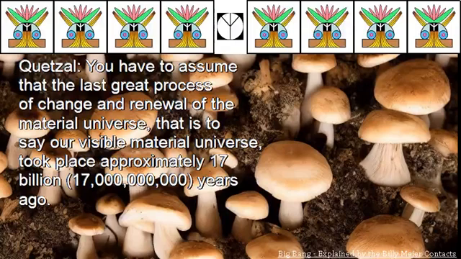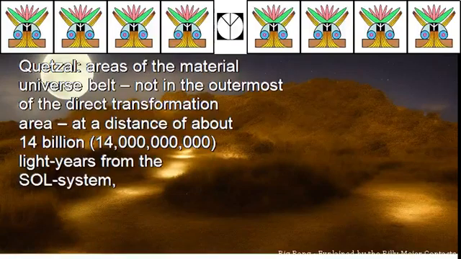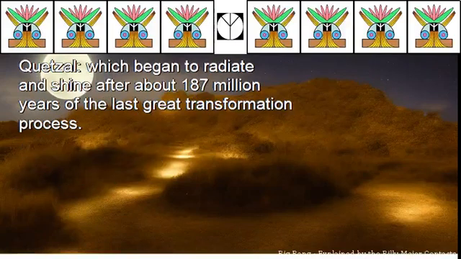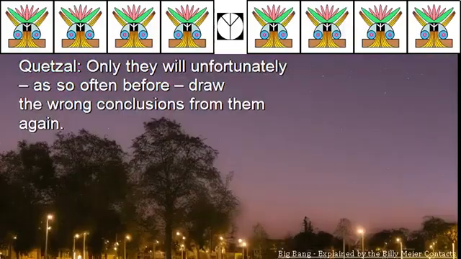You have to assume that the last great process of change and renewal of the material universe, that is to say, our visible material universe, took place approximately 17 billion years ago. In the process, new stars formed again in the inner areas of the outer belt, not in the outermost direct transformation area, at a distance of about 14 billion light years from the SOL system, which began to radiate and shine after about 187 million years of the last great transformation process. And these stars will also be discovered by terrestrial astronomical scientists in the coming decades. Only they will unfortunately, as so often before, draw the wrong conclusions from them again.